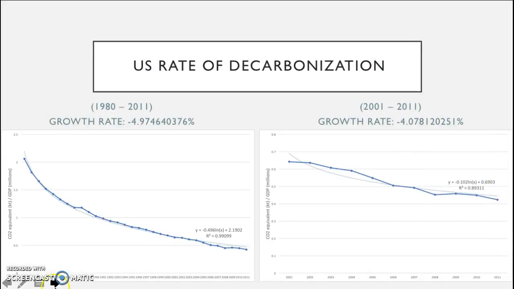And then I have my US rates of decarbonization. You can see the 1980 to 2011. And what I did here was I took that CO2 equivalent in kilotons and put it over GDP in millions. And it's going down here at a rate of about -5% from 1980 to 2011, and then I pulled out 2001 to 2011, and you can see it's a bit slower in its decline. It's more like -4% there from 2001 to 2011.